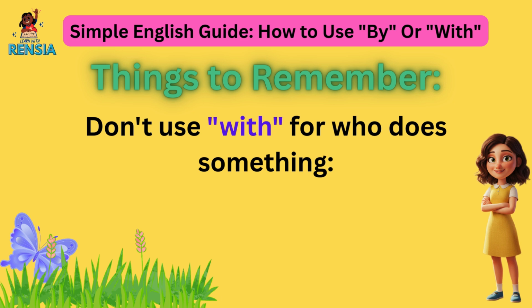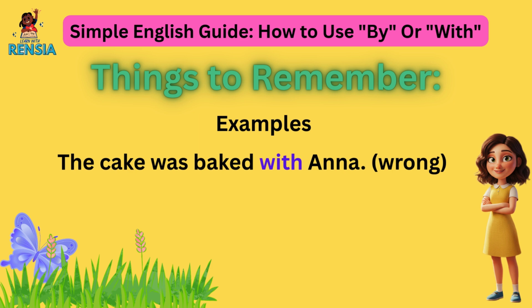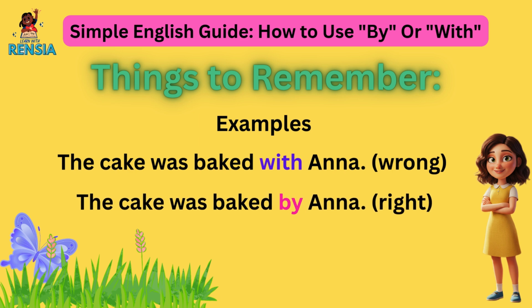Don't use with for who does something. Example: The cake was baked with Anna. It is wrong. The right way is, the cake was baked by Anna.